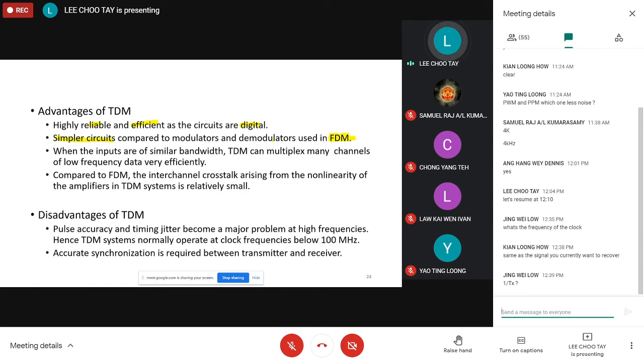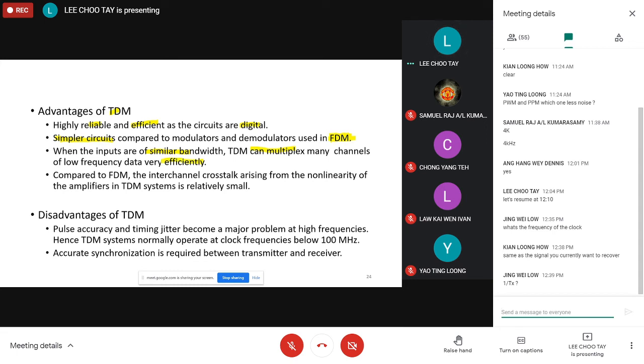And then for FDM also, if you recall the FDM from the previous chapters, when you need to recover the signal, basically you need to multiply the incoming signal with different carrier frequency, and then you need to have a different filter for each and every one of them. So therefore, as far as TDM is concerned, the circuit is actually a lot simpler. And when the inputs are of similar bandwidth, then the TDM can multiplex many channels of low frequency data very efficiently.